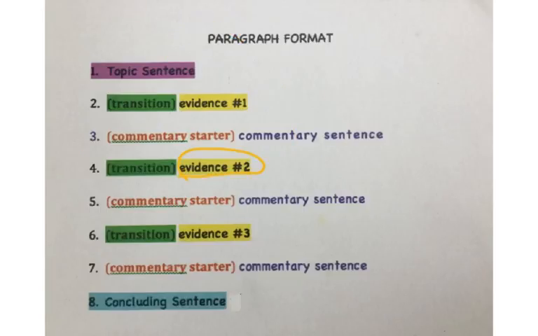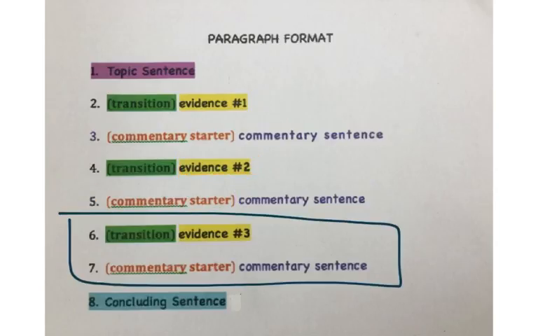After your second piece of text evidence, now it's your job again to explain your text evidence. So you've got to use another commentary starter, and then you will finish the sentence by writing a commentary sentence to explain whatever your second piece of text evidence is.